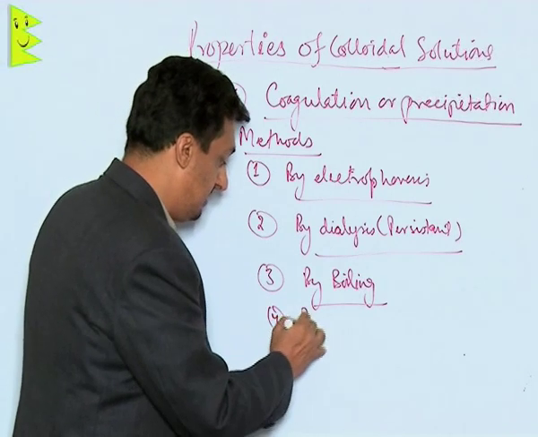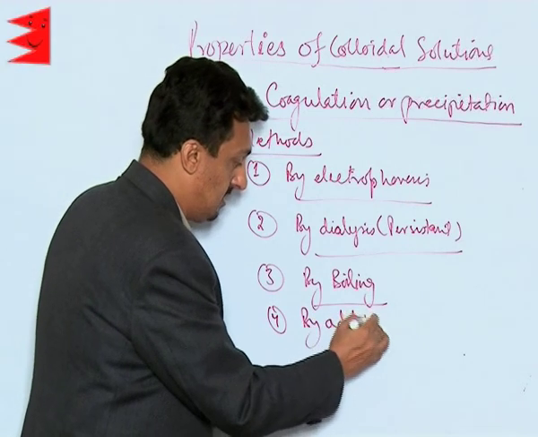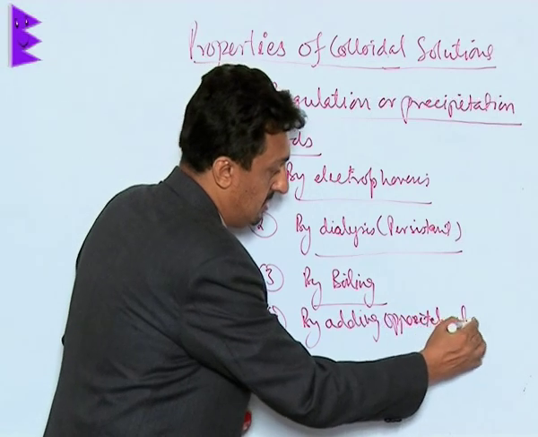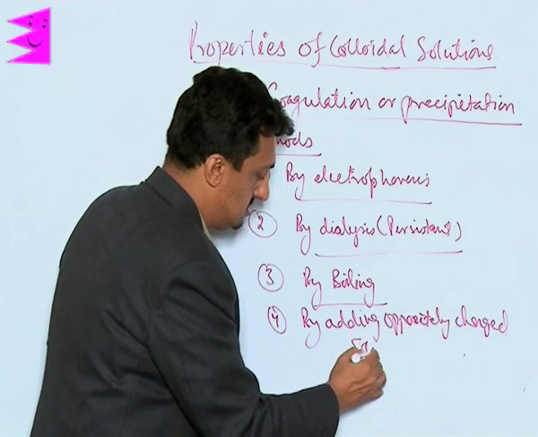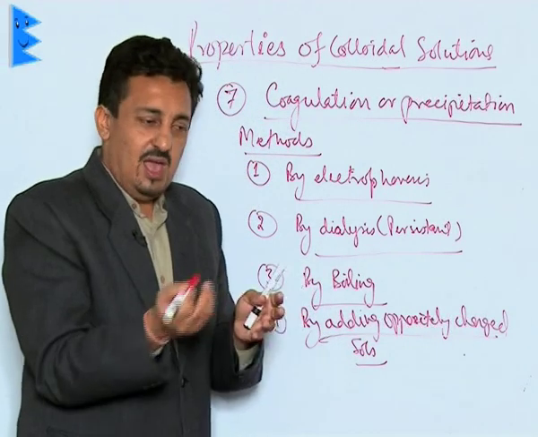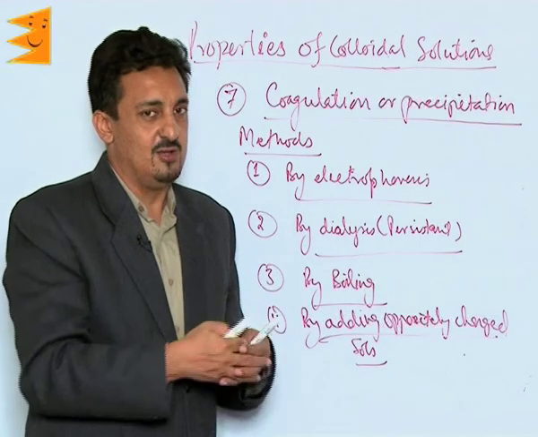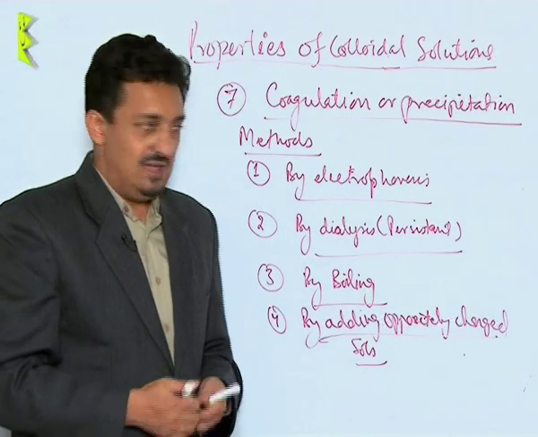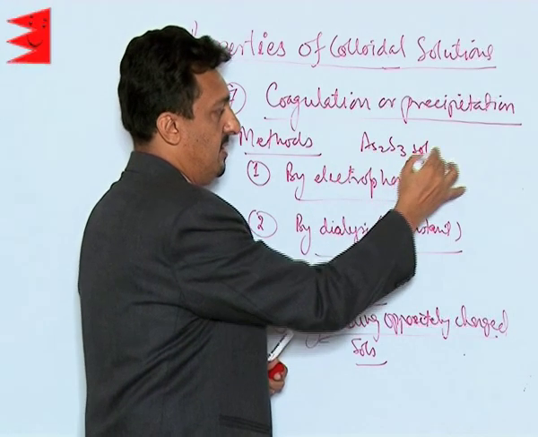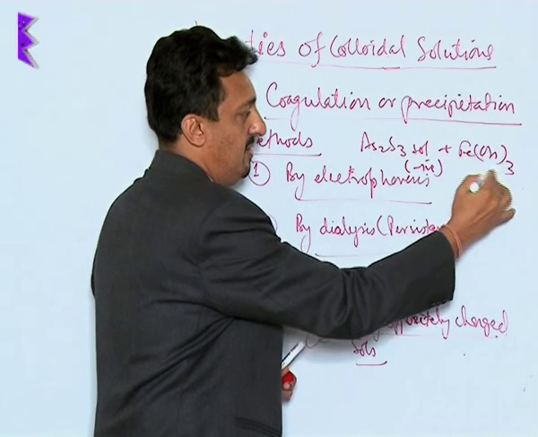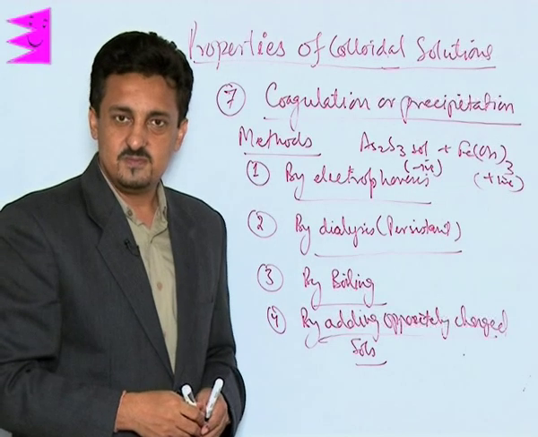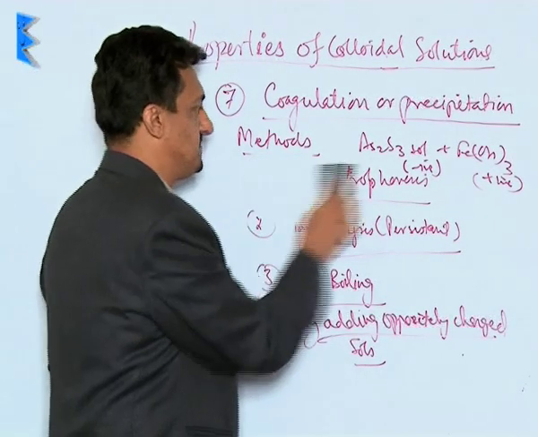It can be done by adding oppositely charged soles. Yes, if you have a positive sole and you add a negative sole to this, they both will aggregate together to form a suspension or precipitates. Like if we have arsenic sulfide sole, which is a negative sole, and to this we add a positive sole, ferric hydroxide sole, they both will aggregate together to form what? Precipitates.